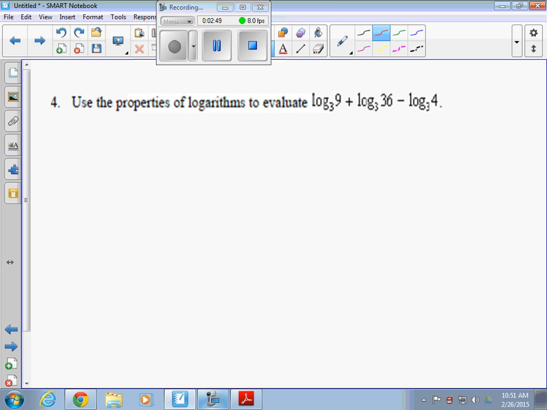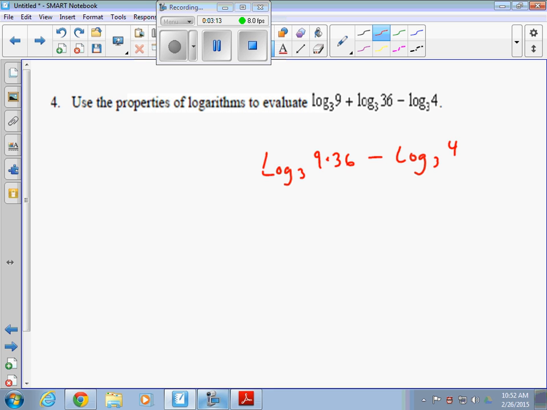So what we're going to do is combine these. We're going to condense it. Okay, we're going to make it smaller. You just work your order of operations from left to right. Addition and subtraction are the same priority, so you work from left to right. So this is simply going to be log base 3 of 9 times 36 minus log base 3 of 4, and then we'll keep going condensing that.